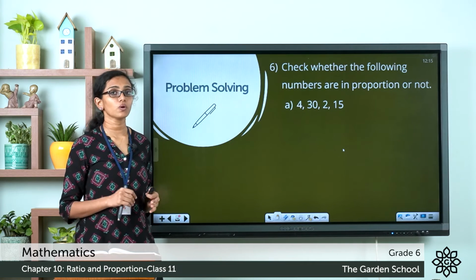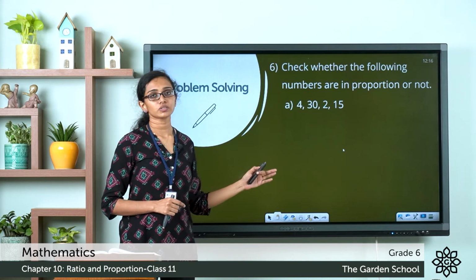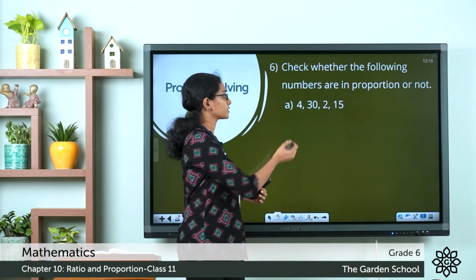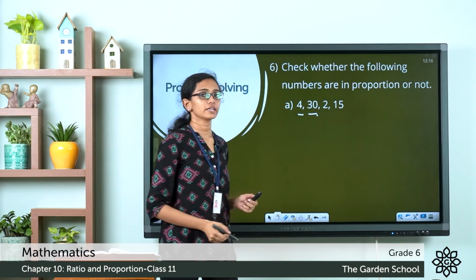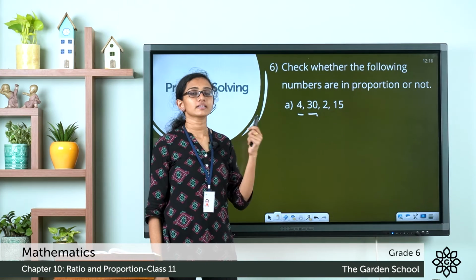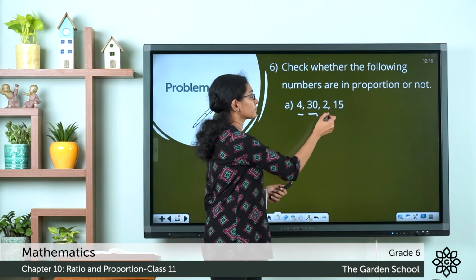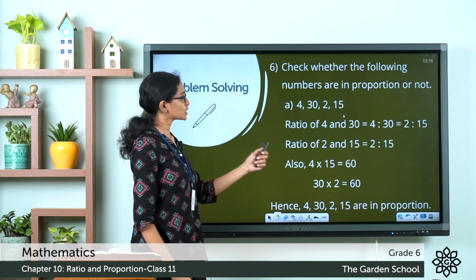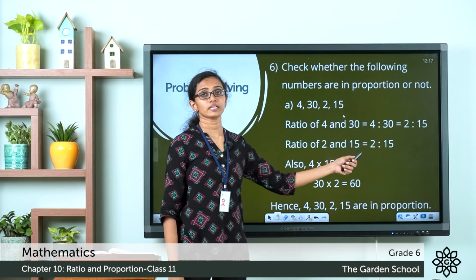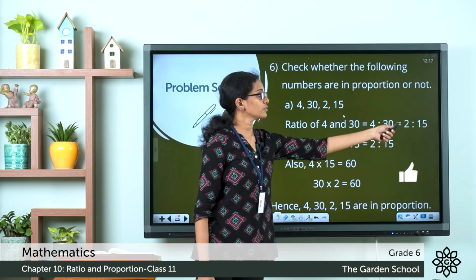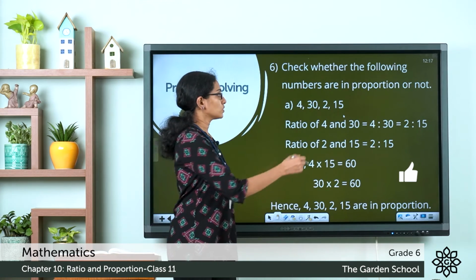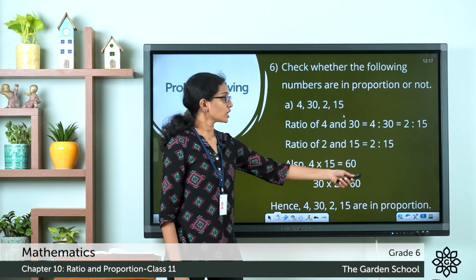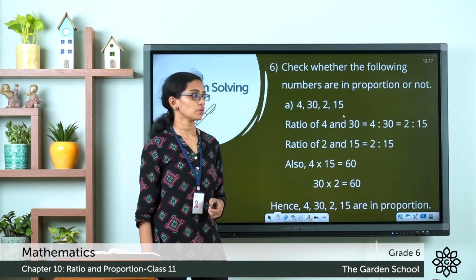You are given 4 quantities here. We need to check whether these quantities are in proportion. So we need to take the ratio of the first quantity and the second quantity. That would be our first ratio and the second ratio will be the ratio of this 2 to this 15. So let's see, ratio 4 and 30 is 4:30, which when simplified will give you 2:15. Now the next 2 quantities will give the ratio 2:15. See, both the ratios are equal.